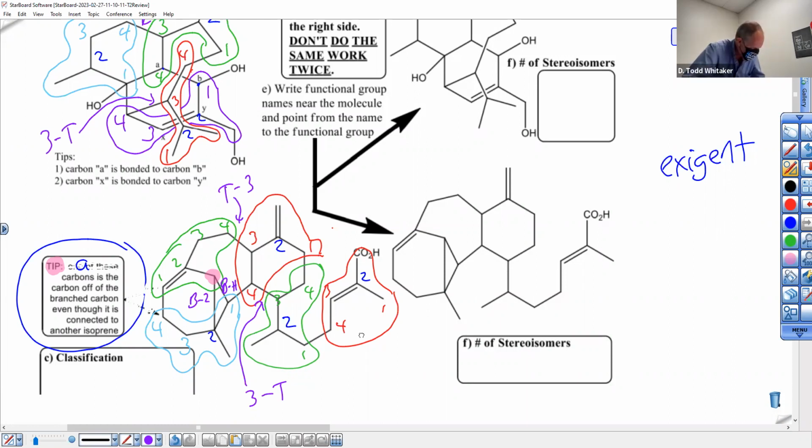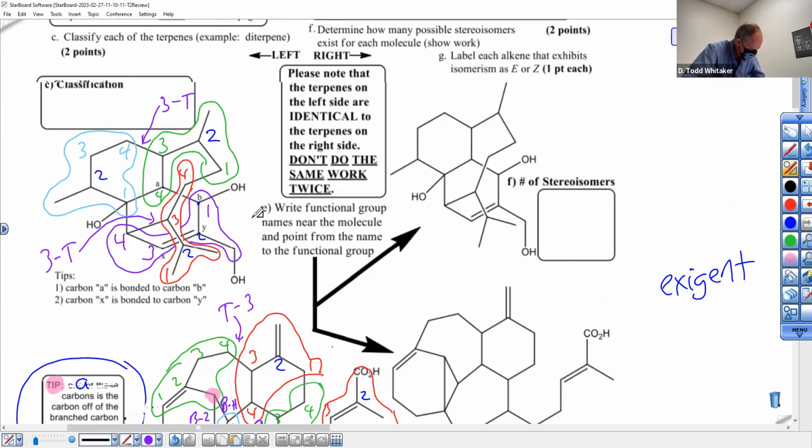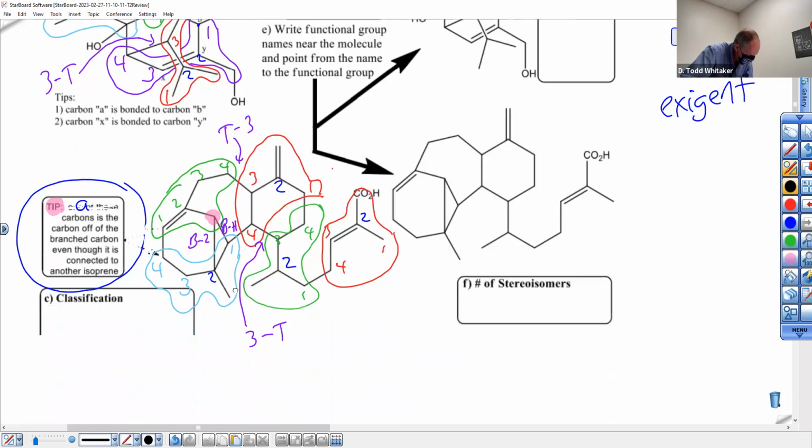Classification, somebody said 4 circles on top. Is that right? 1, 2, 3, 4. That's 20 carbons. 20 divided by 10 is 2. Diterpene. And the other one is 5 circles. 1, 2, 3, 4, 5. Sesterterpene.